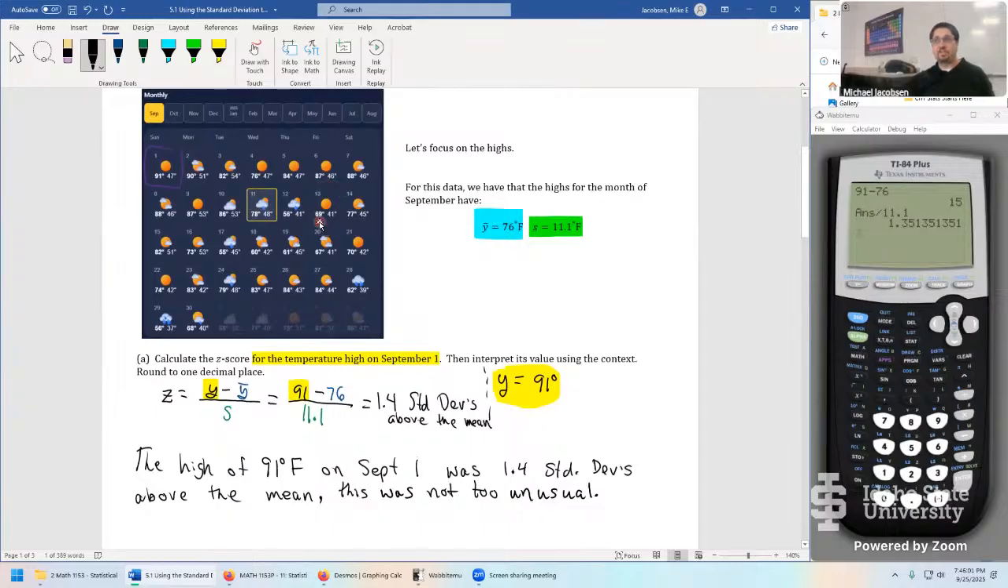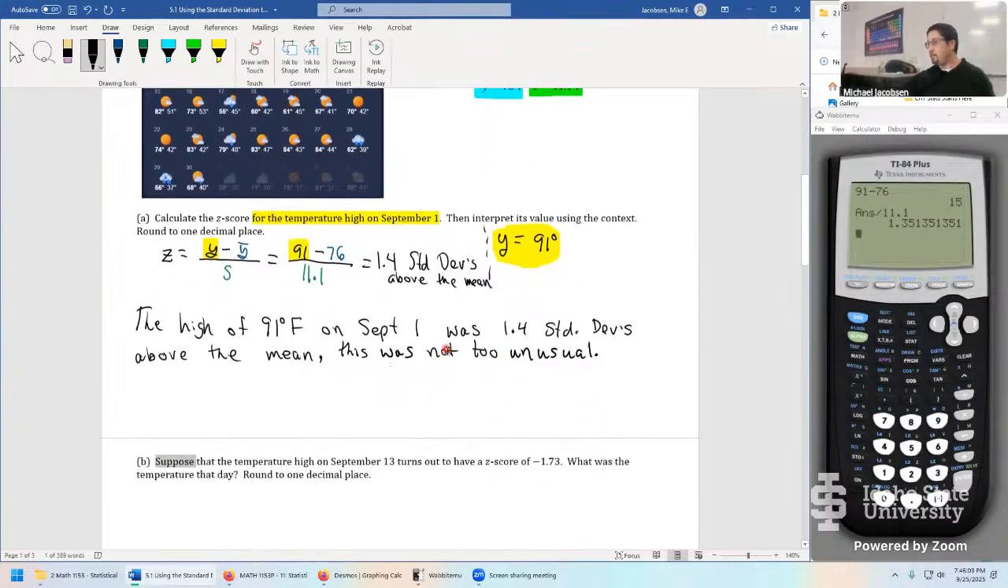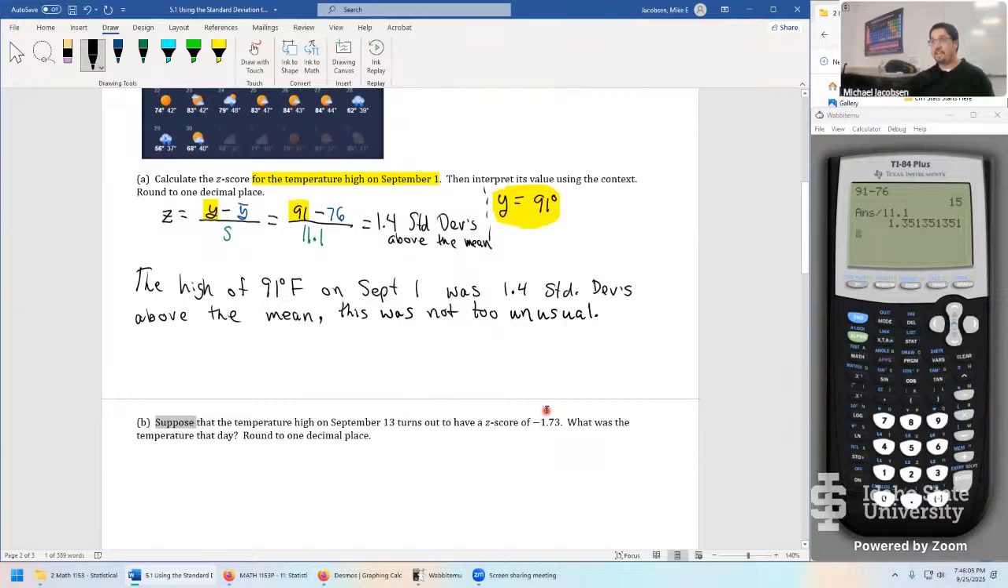It's 69 degrees on September 13th. But that's not the answer to the question. We're saying, if it had a z-score of negative 1.73, what was that actual temperature? It's still using the z-score formula, but now z is the known quantity, y is the unknown quantity. So it feels like a different problem in a certain sense. It's backwards in a certain sense. So we'll try this out again.